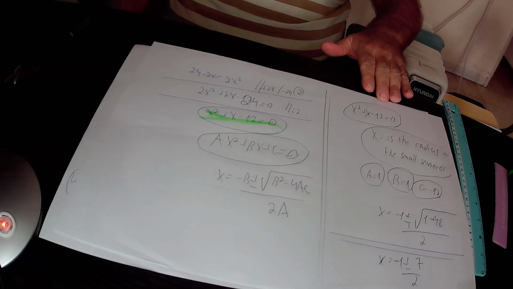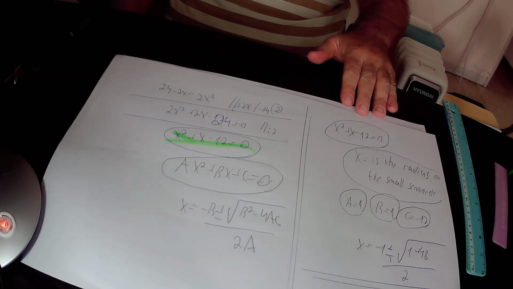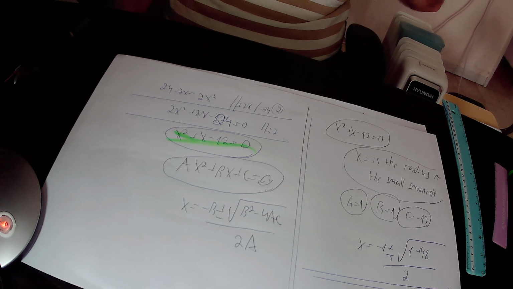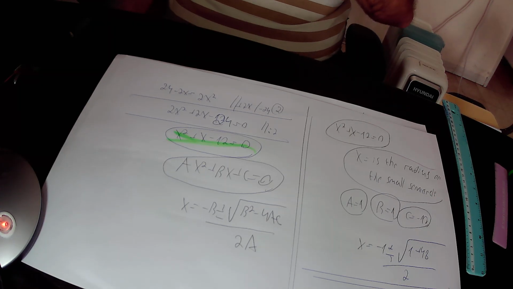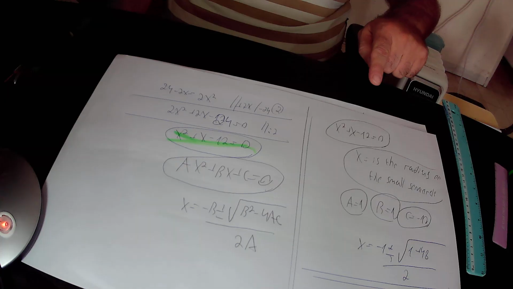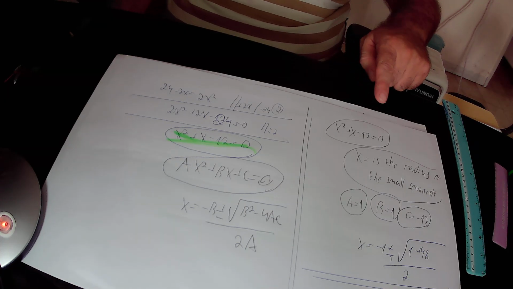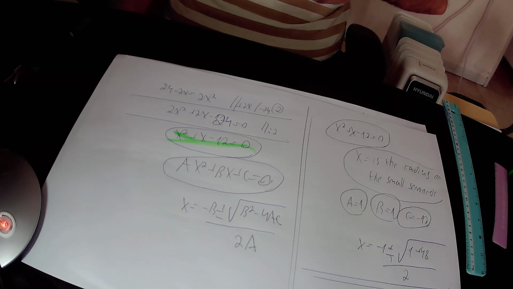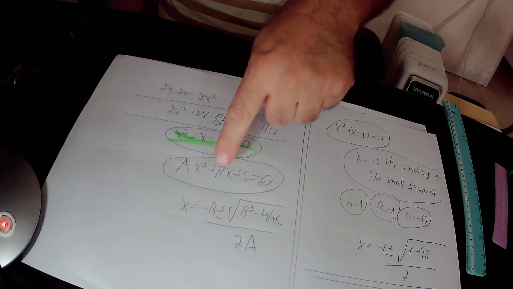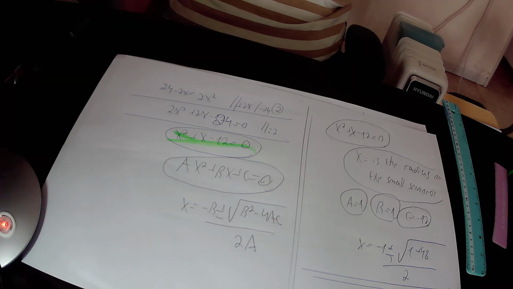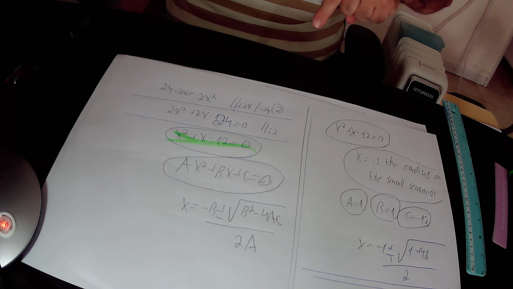In our specific quadratic equation, that is to say x squared plus x minus 12 equals 0, the variable that we are looking for is x, and x is the radius of the small semicircle. The coefficient a equals 1, the coefficient b also equals 1, and the coefficient c equals minus 12. So the only thing left to do is to put the data of our specific quadratic equation inside this general formula for x, and in this way we find out the values of x, and repeat, x is the radius of the small semicircle.